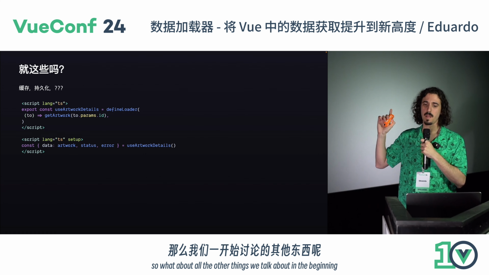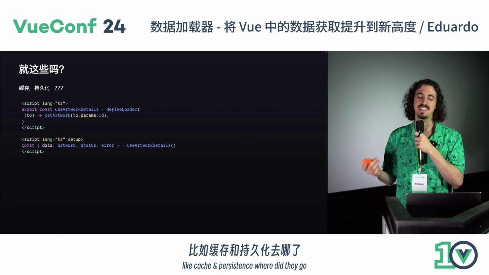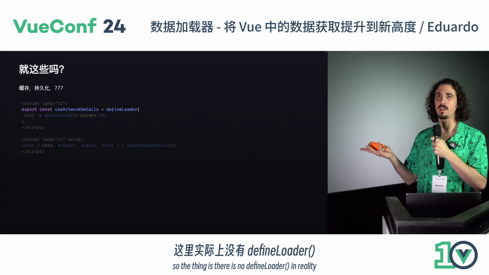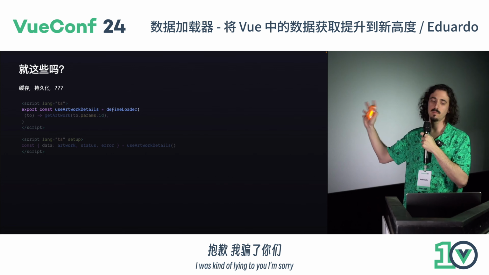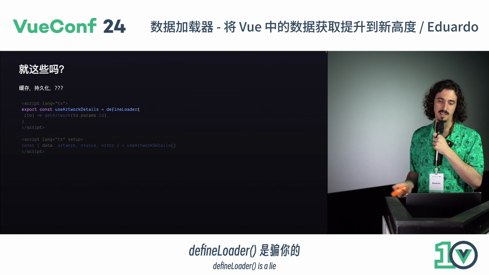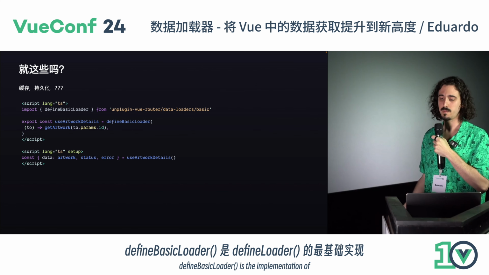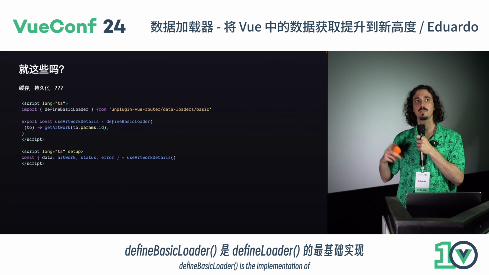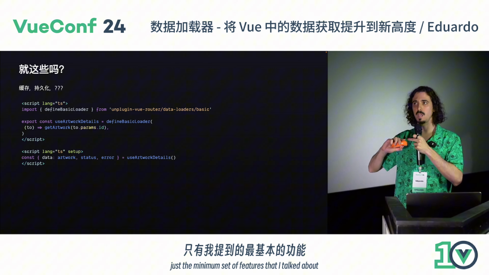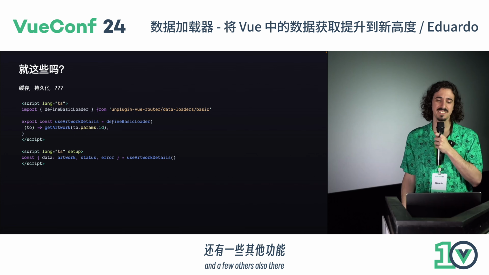So what about all the other things we talked about in the beginning, like cache, persistence, where did they go? So the thing is, there is no defineLoader in reality. I was kind of lying to you. I'm sorry. defineLoader is a lie. The real one is defineBasicLoader. defineBasicLoader is the implementation of defineLoader with the bare minimum, just the minimum set of features that I talked about, and a few others that are also there.